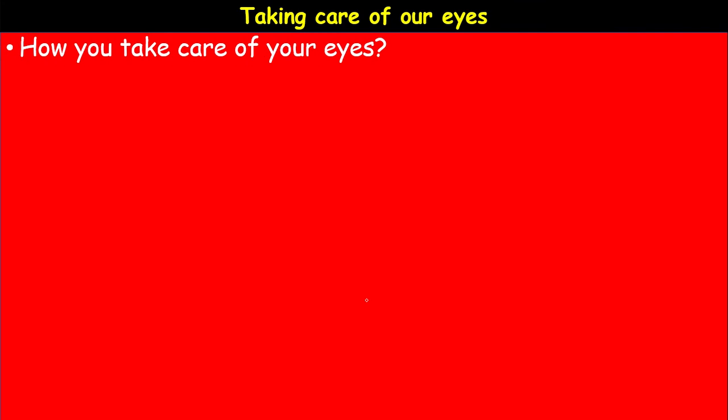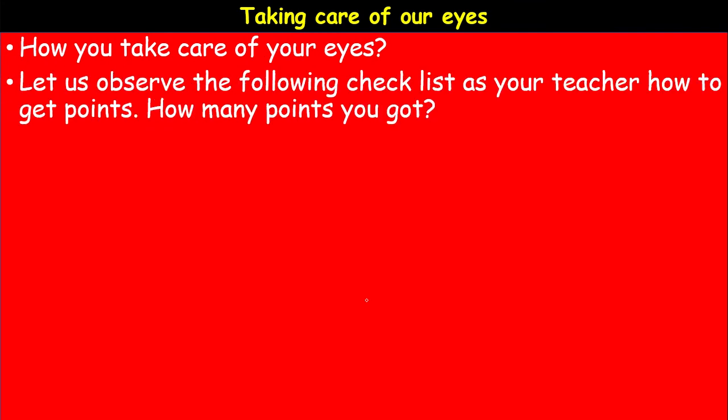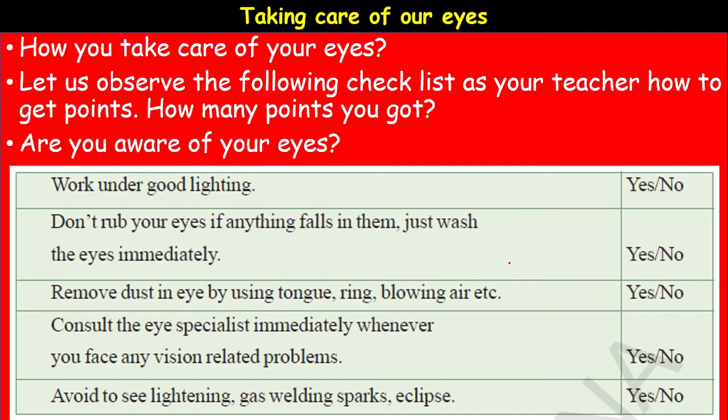Next, how do you take care of your eyes? So let us observe the following checklist. Work under good lighting, definitely. Whenever you are reading, light should fall on your notes or on your book. So don't rub your eyes if anything falls in them. Just wash the eyes immediately with cool and clean water. This is also very important.